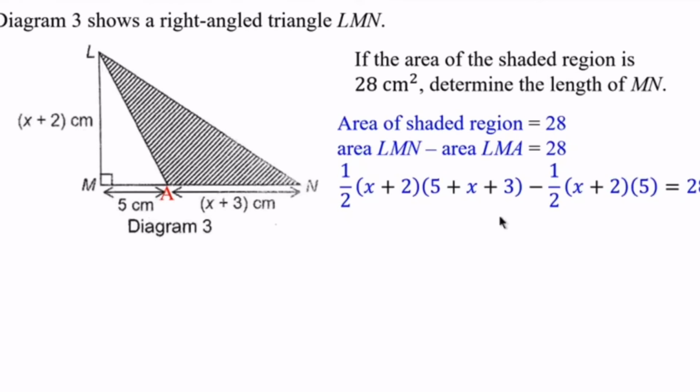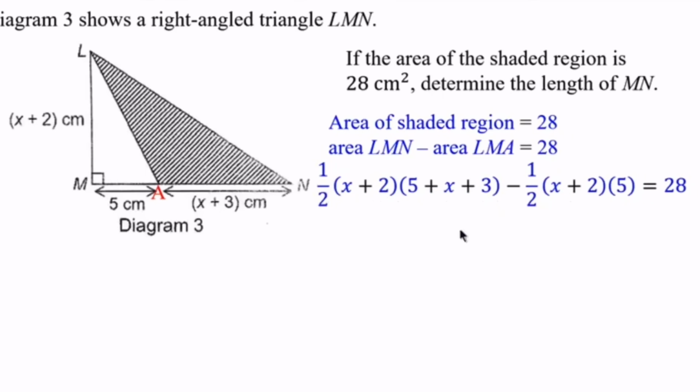If you look at the small triangle, the base is 5, and the area of the balance after you minus the small one from the big one: x plus 2 is the height, and you can call 5 plus x plus 3 the base, minus 1 over 2 times x plus 2 times 5, equal to 28. So we take the big triangle minus the small triangle.